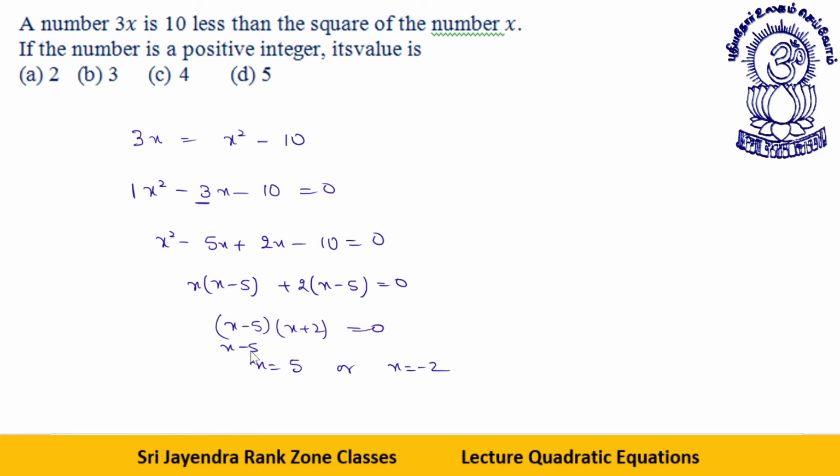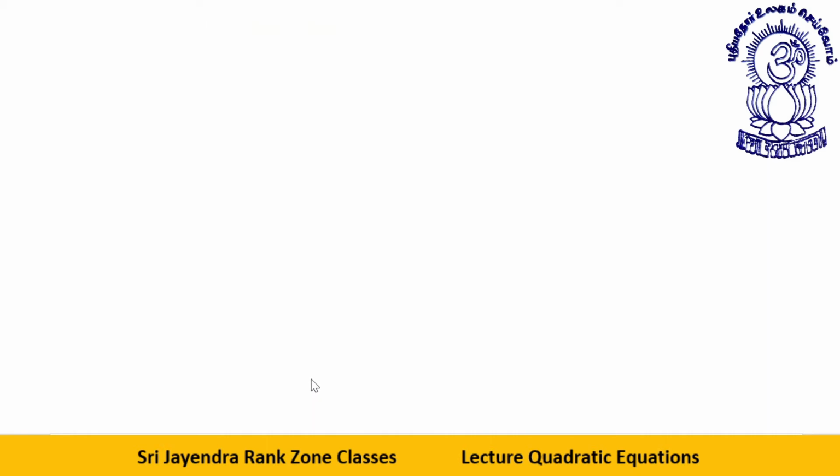x minus 5 is equal to 0 or x plus 2 is equal to 0. But this value is rejected. Why? Because it asks for the positive value. So the positive value of x is 5. This is your answer, dear students. Okay. Next one.